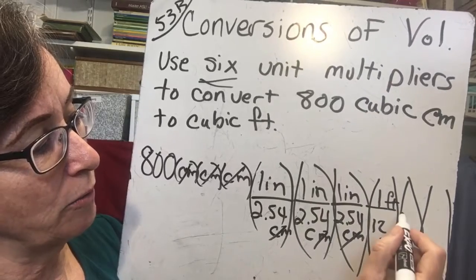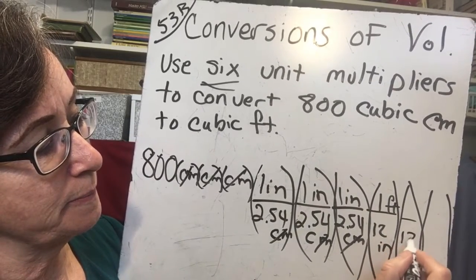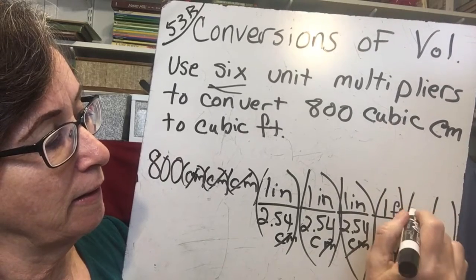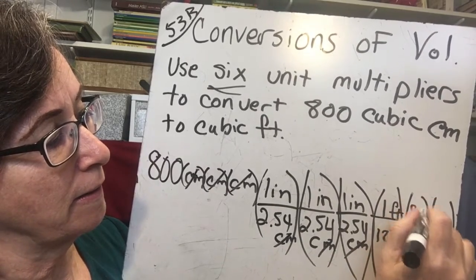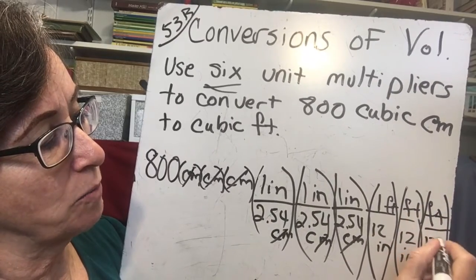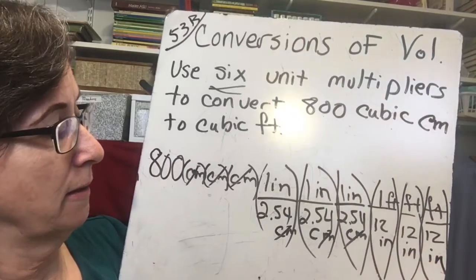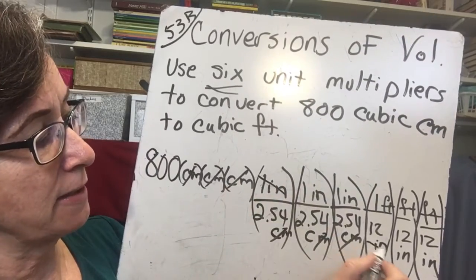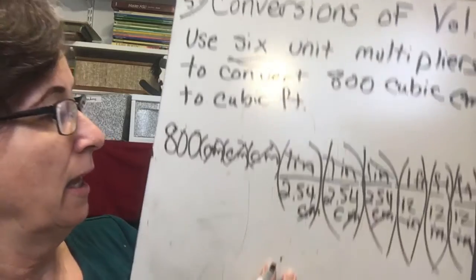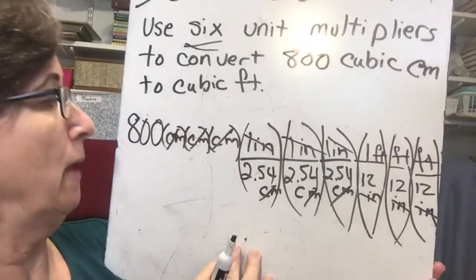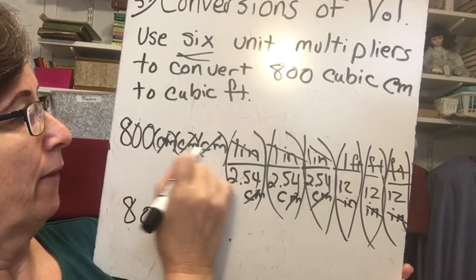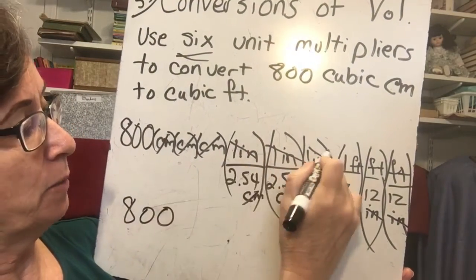Okay, so 12 inches is 1 foot. And then 1 foot is 12 inches. So now inches cancels inches, inches cancels inches, inches cancels inches. Whew. So now what do I have? 800. All of that canceled out. All of the numerator canceled out.